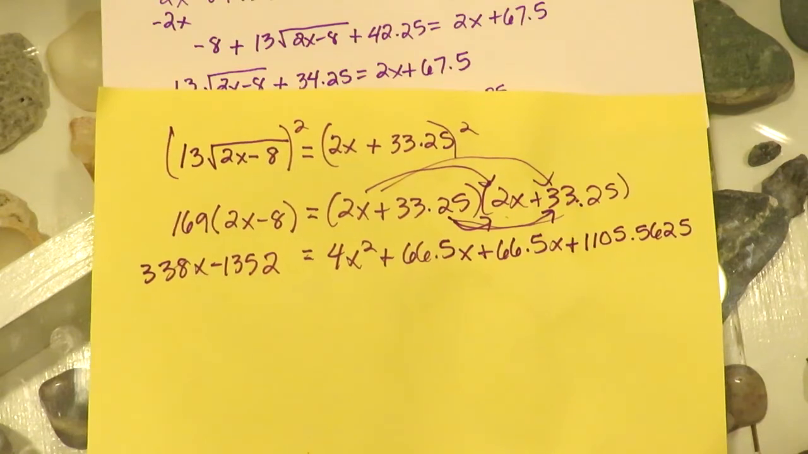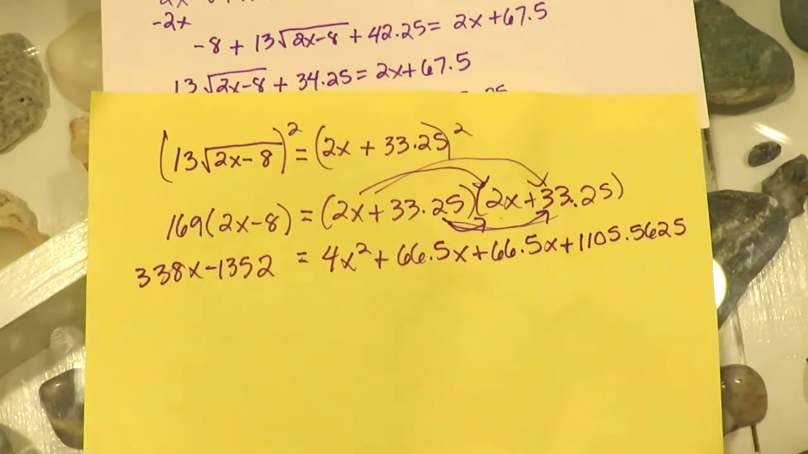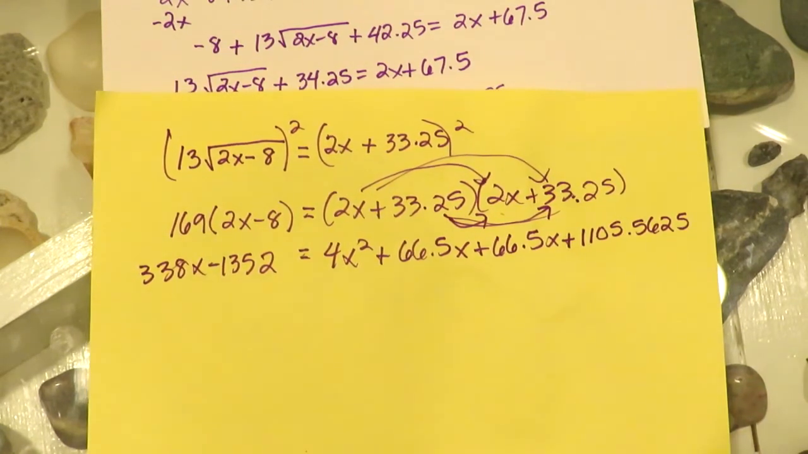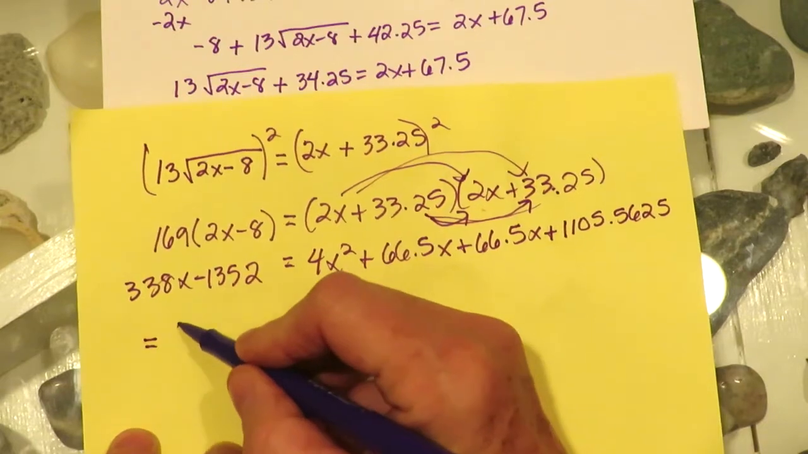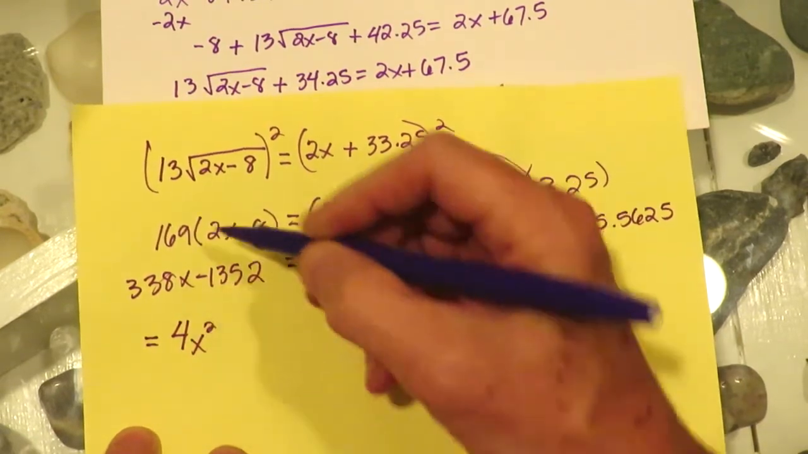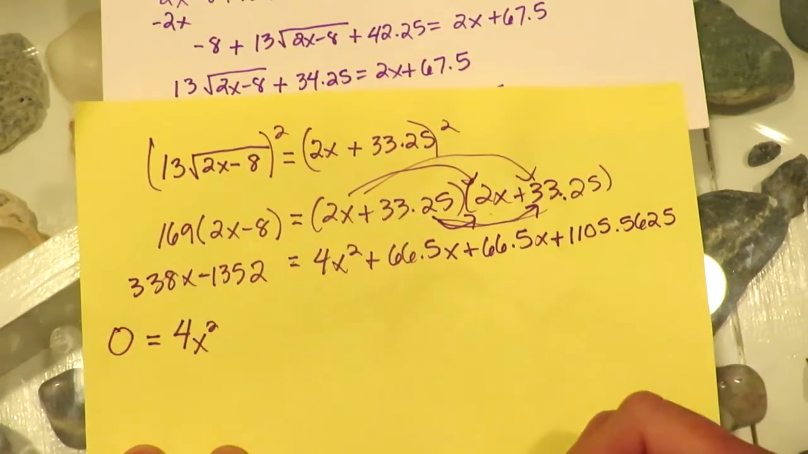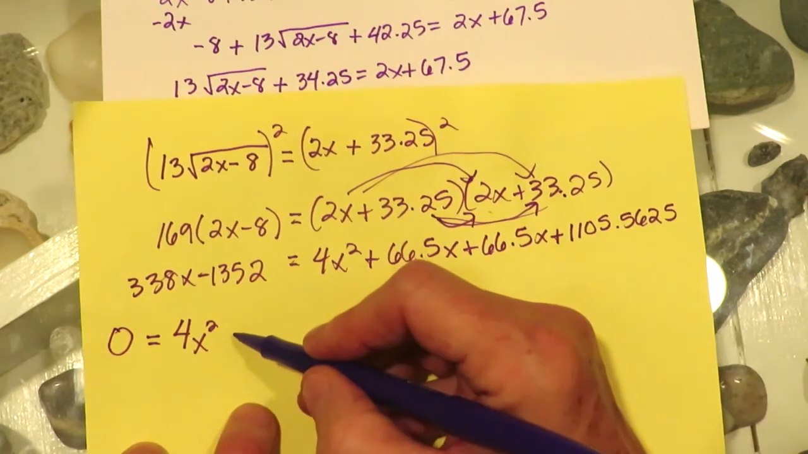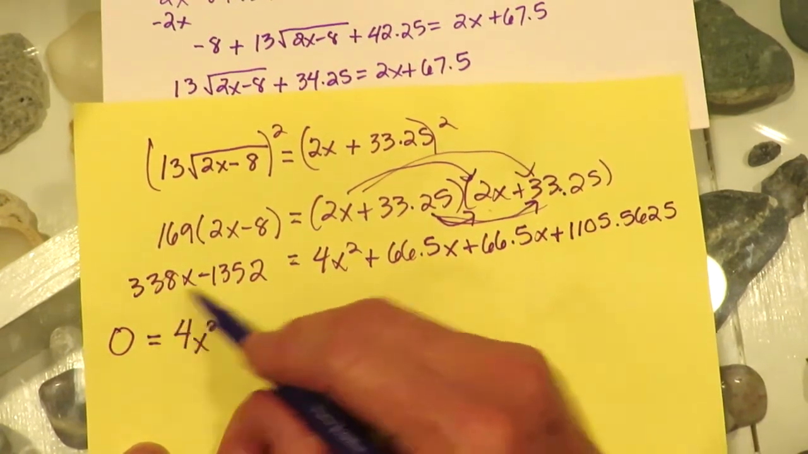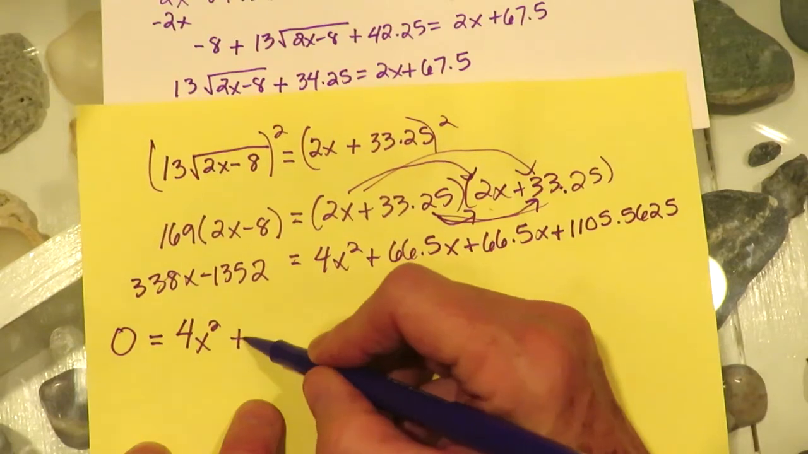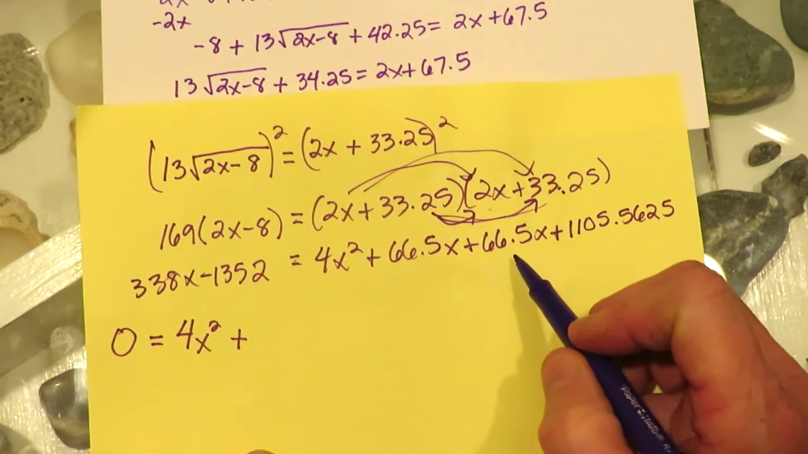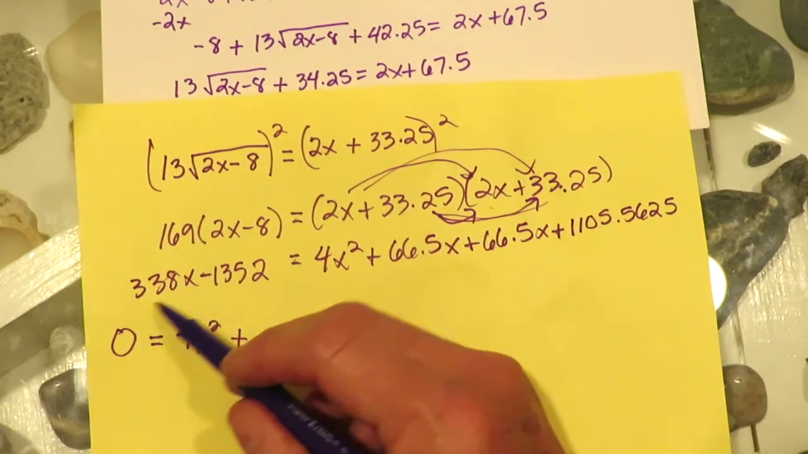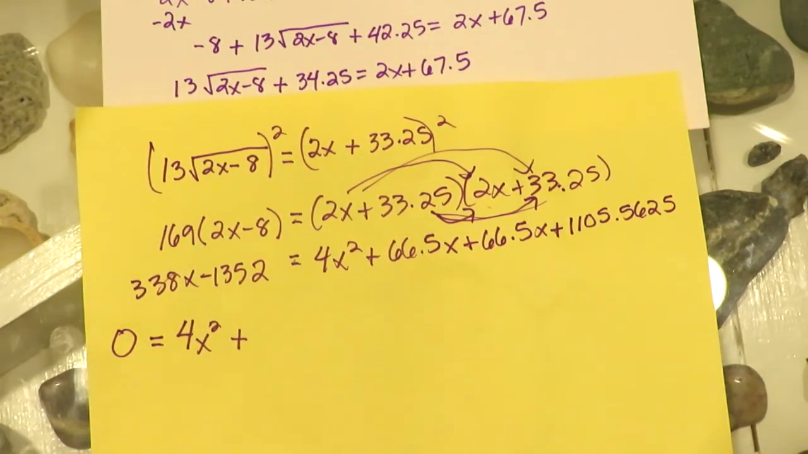And this is looking bad, but guess what? It turns out to just be a quadratic polynomial that we can do quadratic formula on. We just have to get it in that form. So I'm going to get rid of items on this side and set it equal to 0. And there are no other squares over there, so I have 4x squared. And then notice I have a 66.5x and a 66.5x. And then I will subtract 338x.